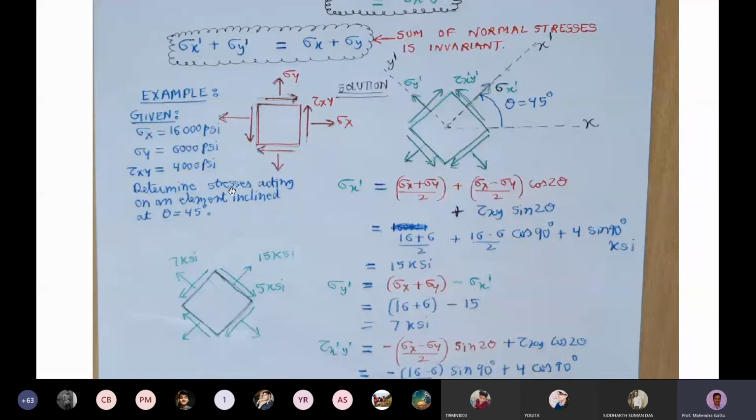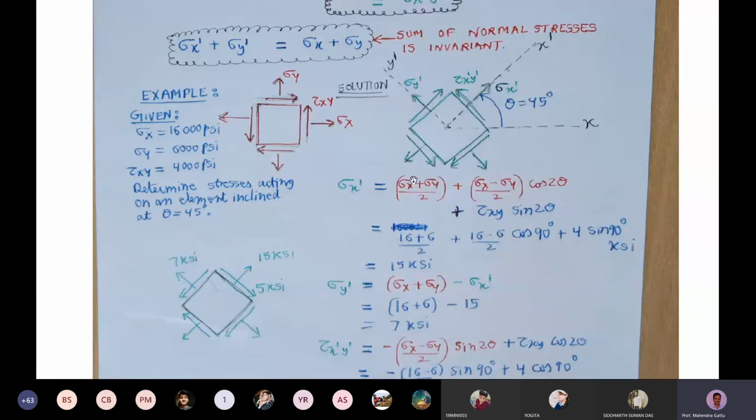We are asked to find the stresses acting on an element inclined at theta equal to 45 degrees. So the new coordinate system makes an angle of inclination of 45 degrees, and the corresponding stress element is sketched here. The stress element will again have the normal stress components sigma x prime and sigma y prime, and the shear stress component tau x prime y prime. Once you know this, all the remaining shear stresses and their directions are known. So we will apply that formula.